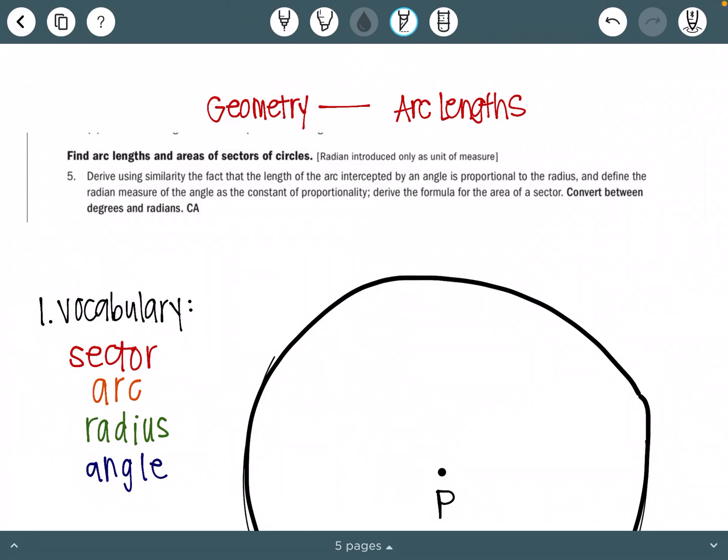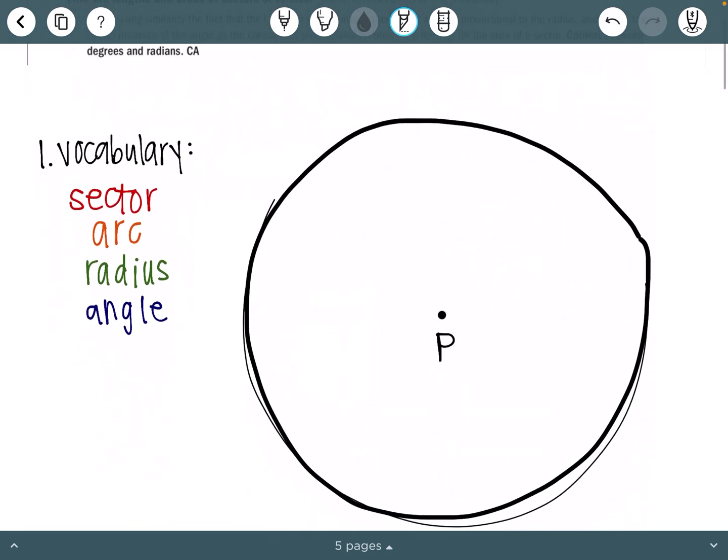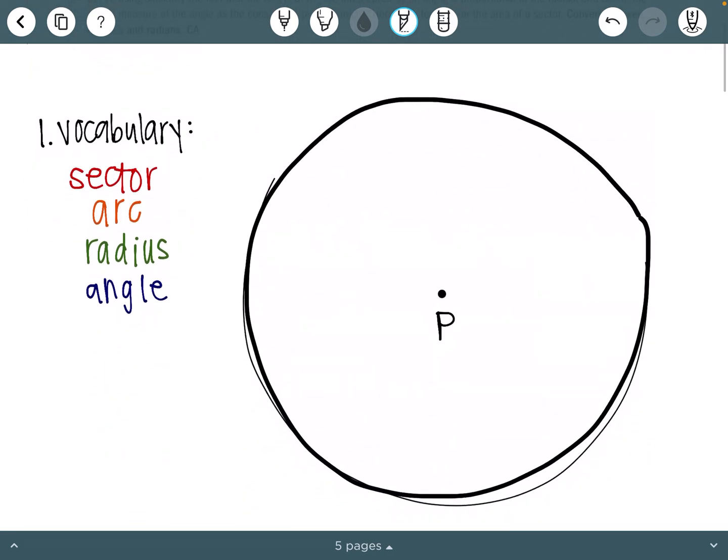We started with some geometry. We're going to be talking about arc lengths and the fact that the length of the arc intercepted by an angle is proportional to the radius. Okay, so let's do some key vocabulary words we're going to need.